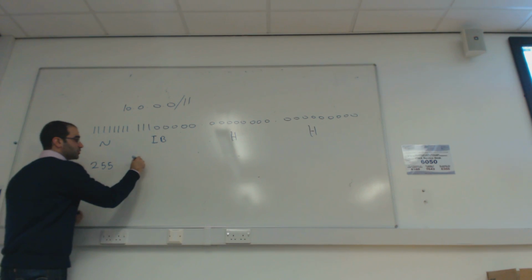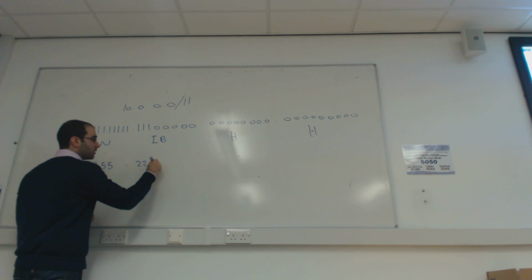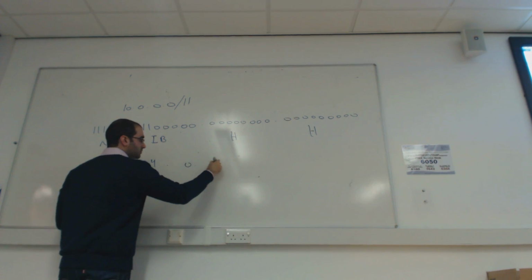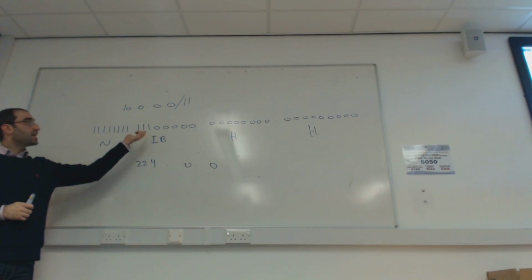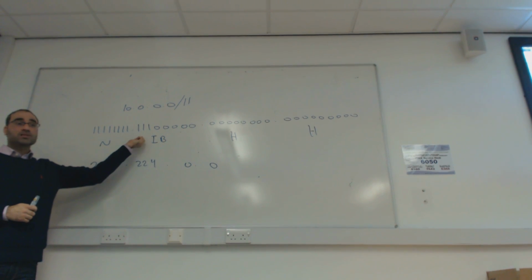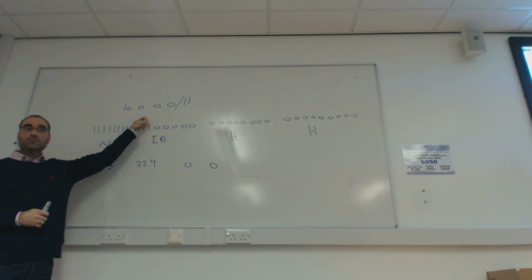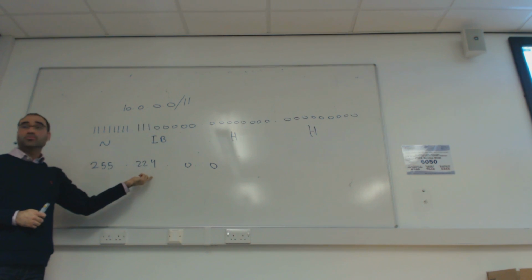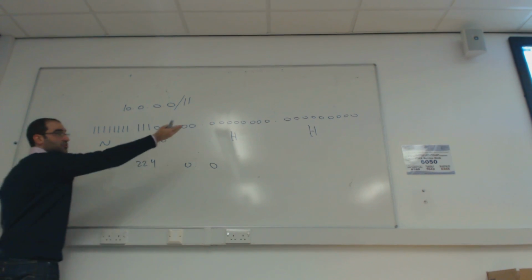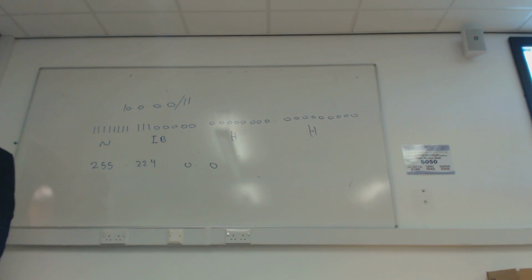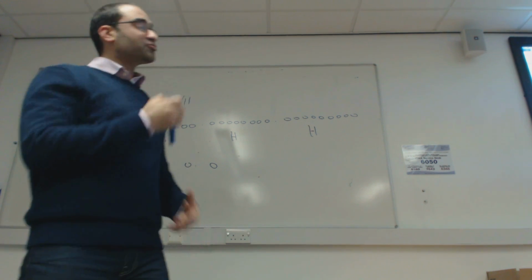255. 224 0 0. How did I find this 224? We said that the value of those bits in bytes are 128 plus 64 plus 32. That should end up to 224. Okay? 0 0 because they are zeros. Simple as that.